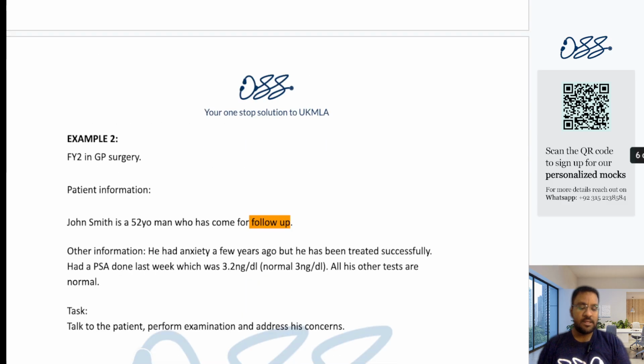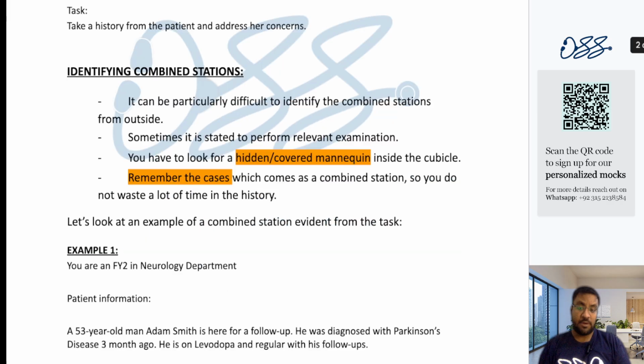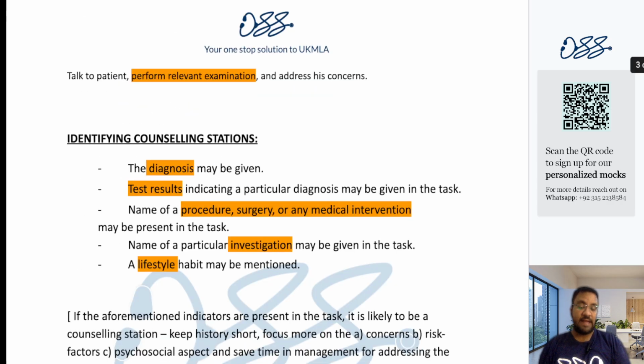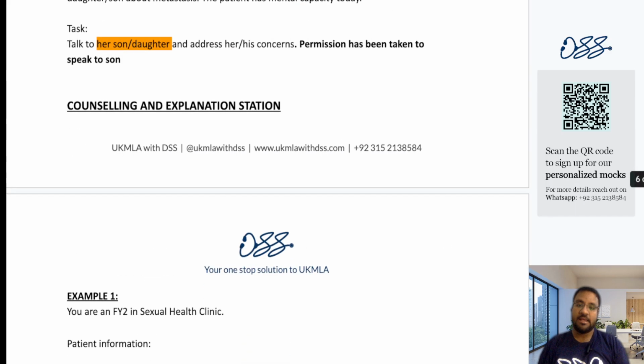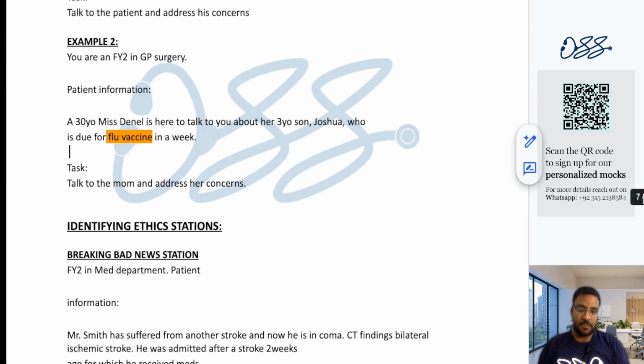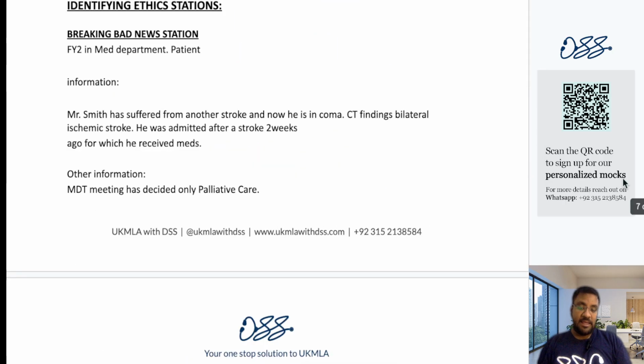Okay, just to recall and give you an overview before I move on to the ethical scenarios: it's the diagnosis, test results, procedure, surgery, medical intervention, investigations, lifestyle habits, or they are generous enough to write it down for you, that this is a follow-up station, or the patient is getting discharged, or the patient has a learning disability. All right, so I hope I have made it clear.